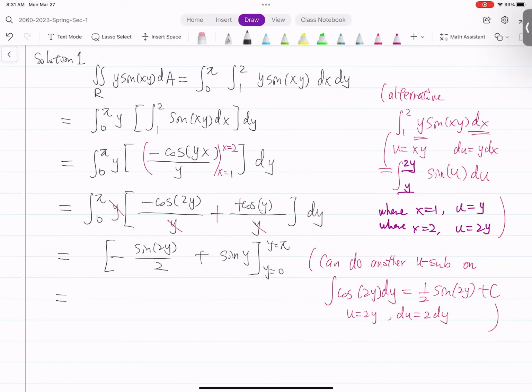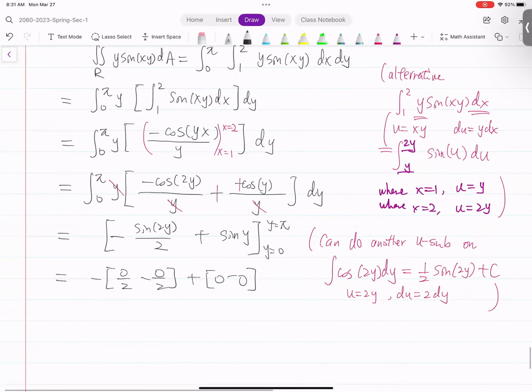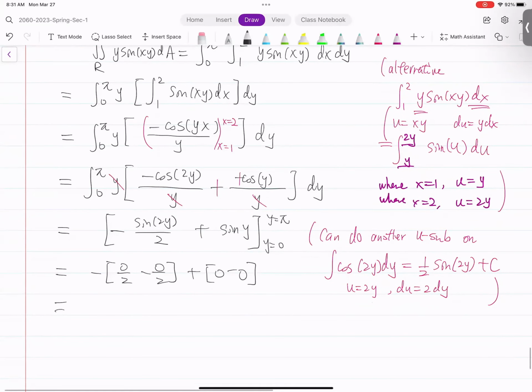And so if you plug in, for the first function, it's going to be negative 0 over 2 minus 0 over 2, plus for the second function, it's going to be 0 minus 0, because sine of pi, sine of 2 pi, they are all zeros. So eventually the result is 0.